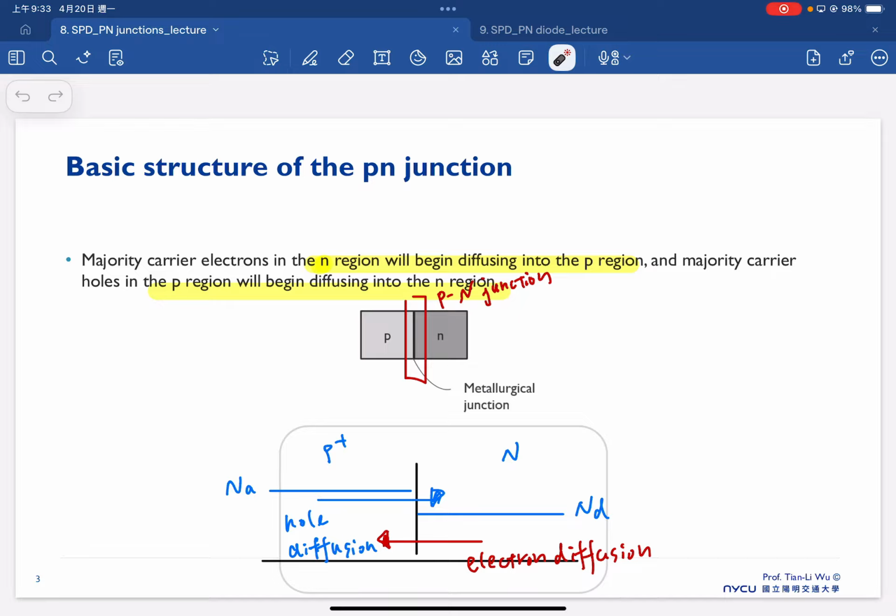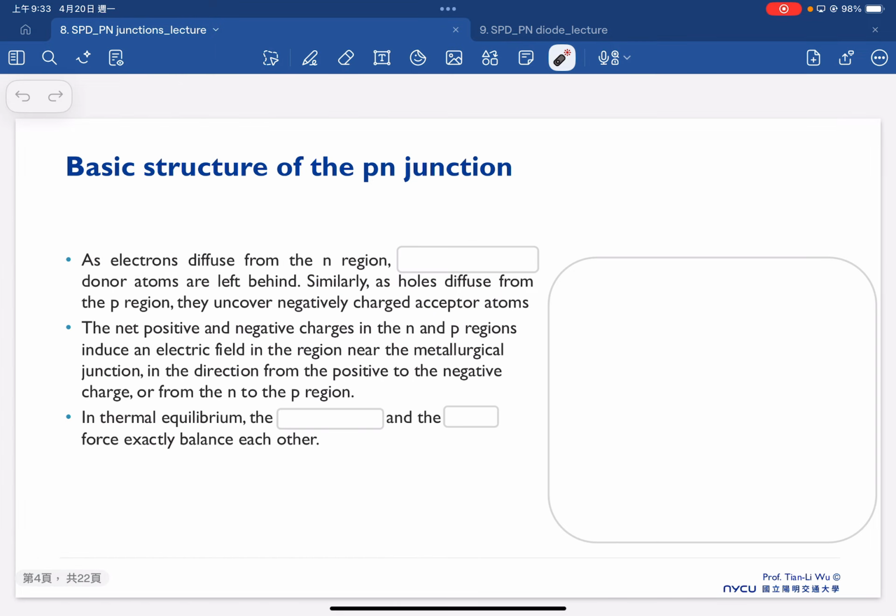But if we only had the diffusion mechanism, in the end the semiconductor material would have the same P and N doping in the whole region, which is not true in reality. So for sure there is some other mechanism that will try to balance this diffusion mechanism.